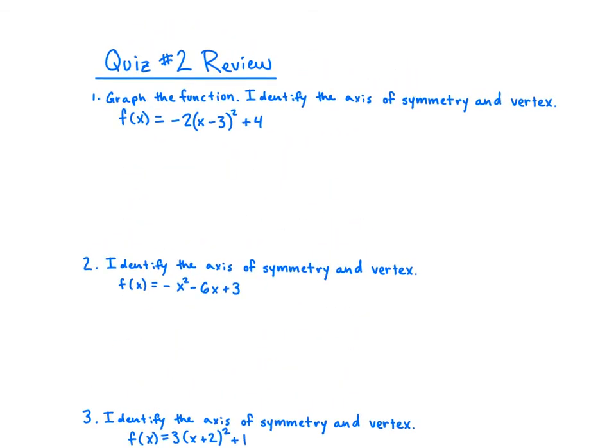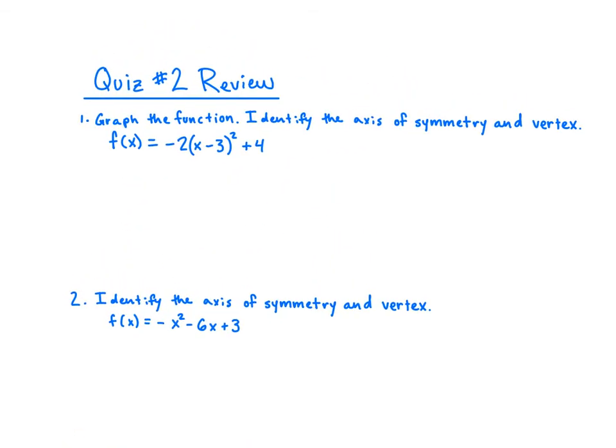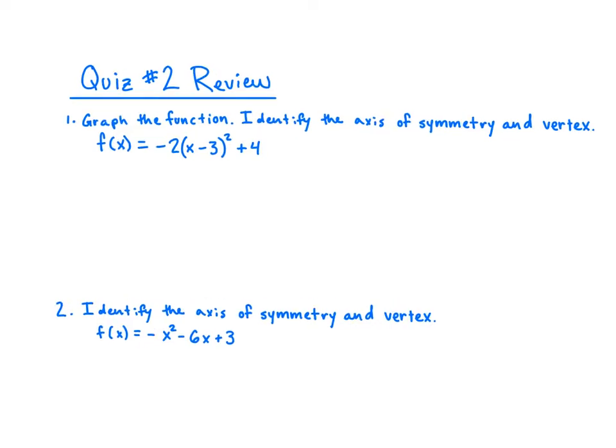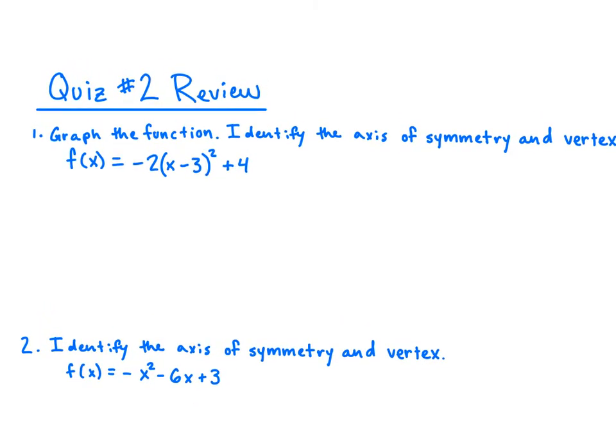All right, so your quiz tomorrow is on 2.1 and 2.2. So let's take a look at number 1. We need to graph the function and identify the axis of symmetry and vertex. So what form is this equation in? So we can easily identify the vertex when it's in vertex form. So what would our vertex be here?